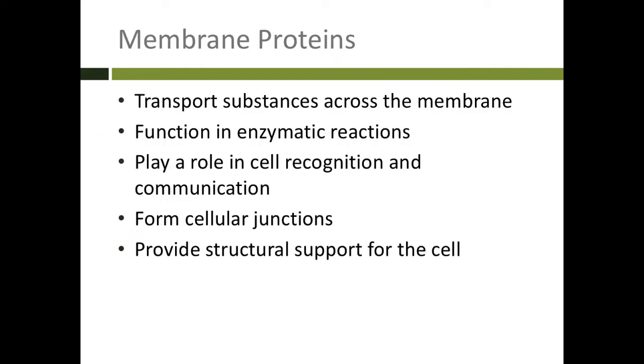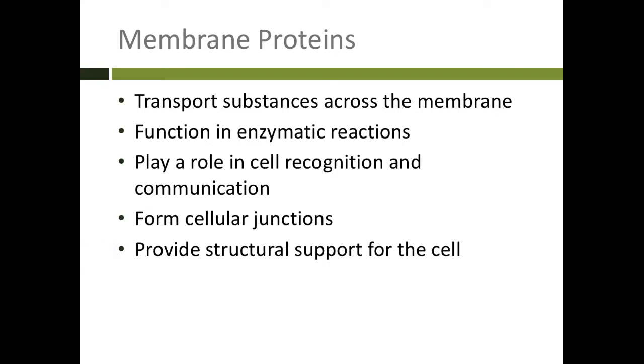The plasma membrane is also associated with various proteins. They have several functions. The first is to transport substances across the membrane when the substance can't go through the membrane on its own. The second is to function in enzymatic reactions. The third is that they play a role in recognizing self from non-self in various types of communication. The fourth is that they help to form cellular junctions to pull tissues together. And the last one is that they provide structural support for the cell.